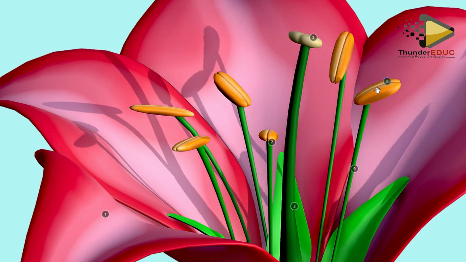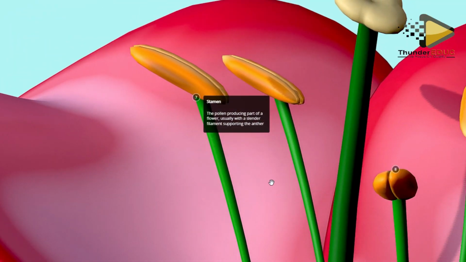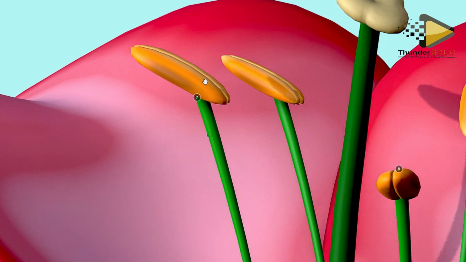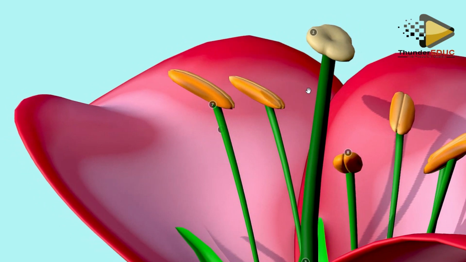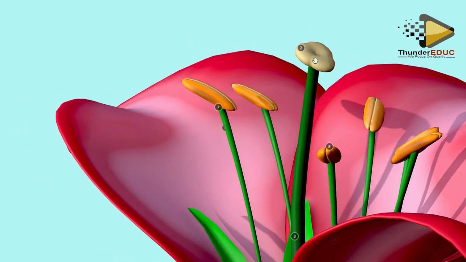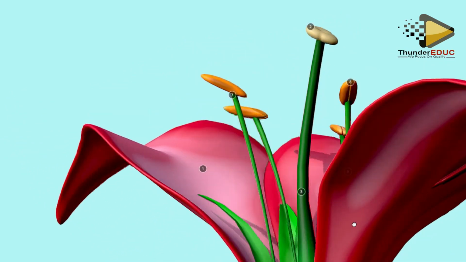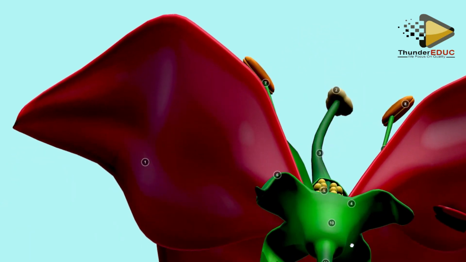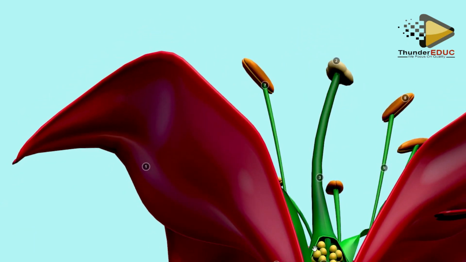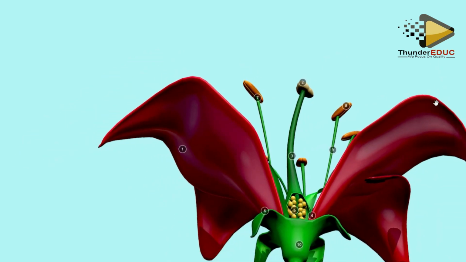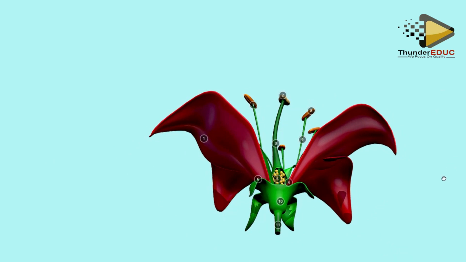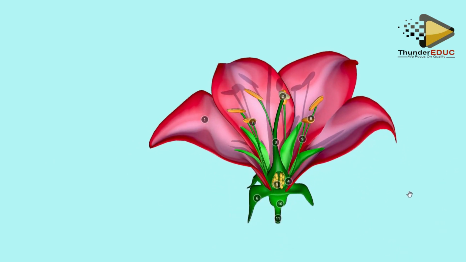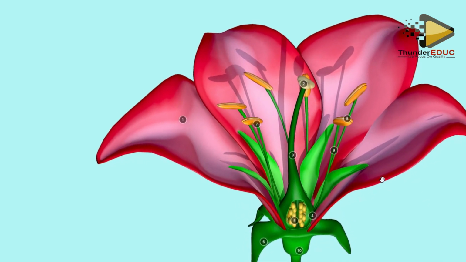Then the combination of the anther and the filament we call the stamen, the male part of the flower. And then a combination of the stigma, the style, and the ovary, we call the pistil. So this is the flower.